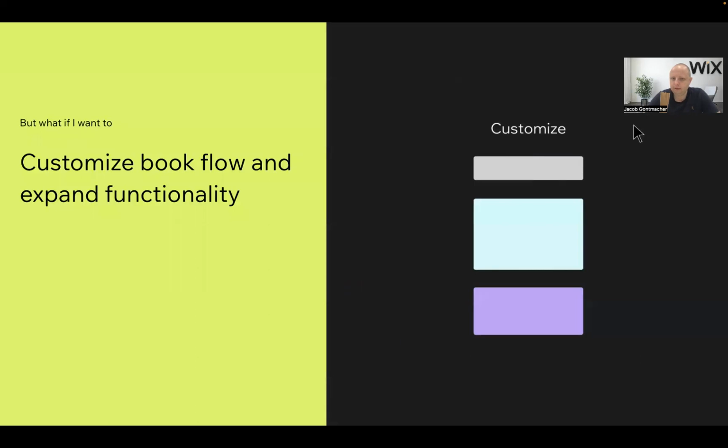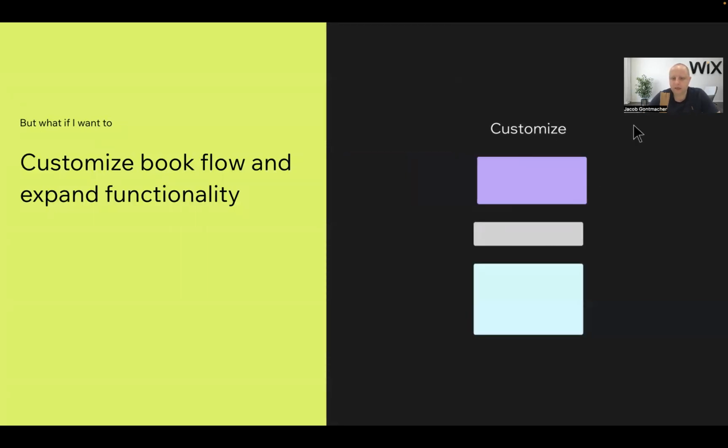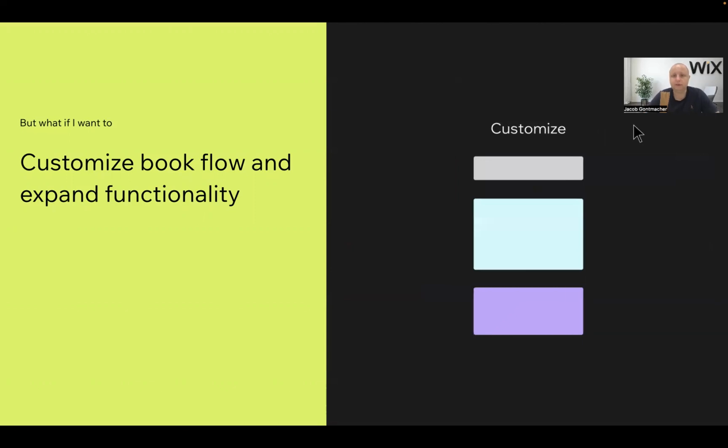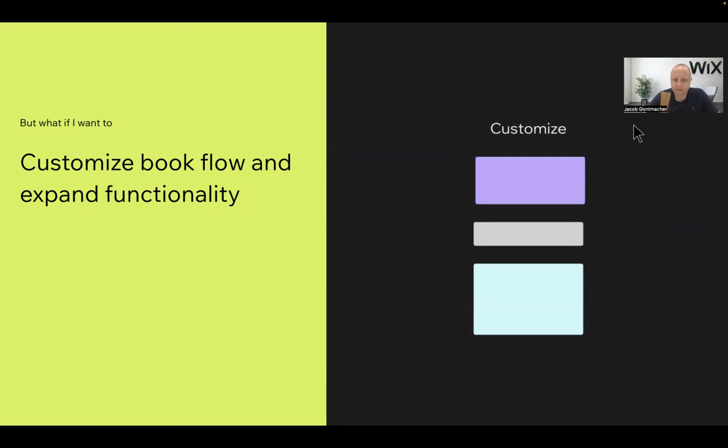This book flow doesn't serve my customer's needs. My customer wants to add add-ons or perhaps dynamic pricing or perhaps show some graphics during the flow. So we need to change that. Can we do it? Absolutely. Let's see how.